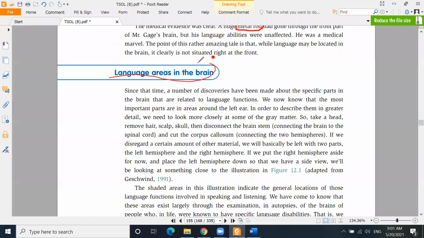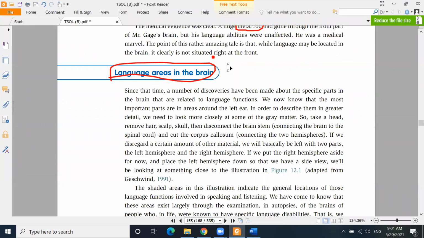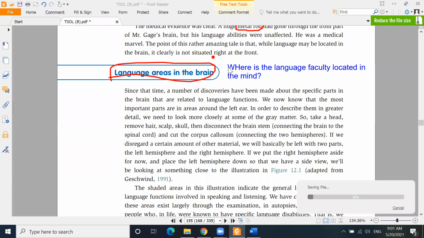language area in the brain. Language area in the brain means: where does the language faculty exactly exist in the mind? Where is the language faculty located in the mind? Right? Where is the language faculty? I'm sorry for the typos. Where is the language faculty located, sorry, not in the mind, in the brain? I hope you know the difference between brain and mind, right?